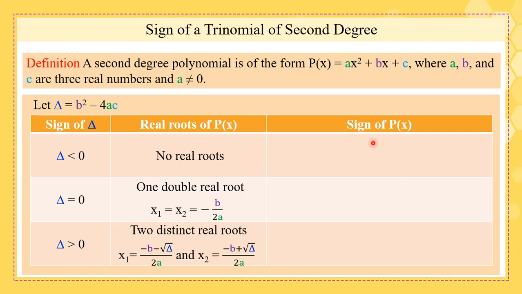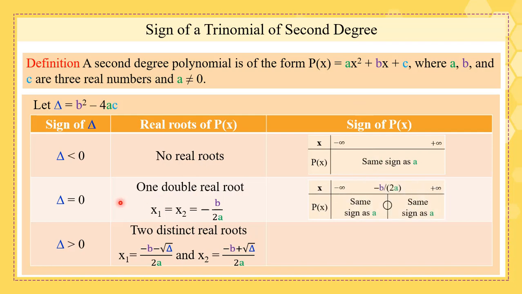Now, how do we find the sign of p of x? As I said before, it depends on the sign of delta. Remember, in case delta is negative, you will not have any root here, and the sign of p of x would be the same as the sign of a, and this is a. It's the coefficient of x squared.